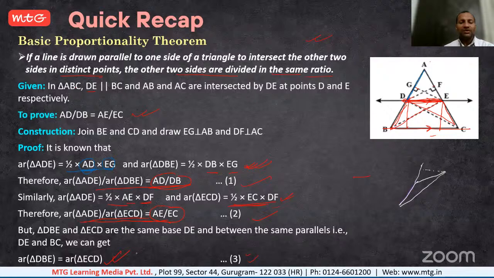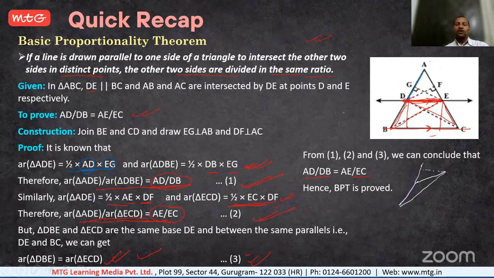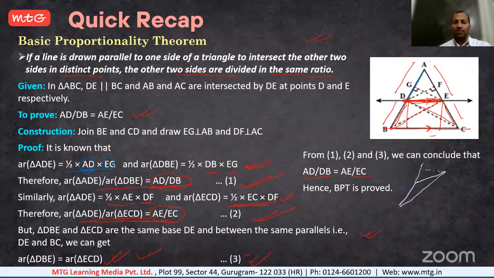So now this relation we will use, equation 1, equation 2 and equation 3. These three relations we will use, and then we can conclude that AD by DB is equal to AE by EC. So it is proved. Fine. This is a very important theorem, so you have to understand it properly.